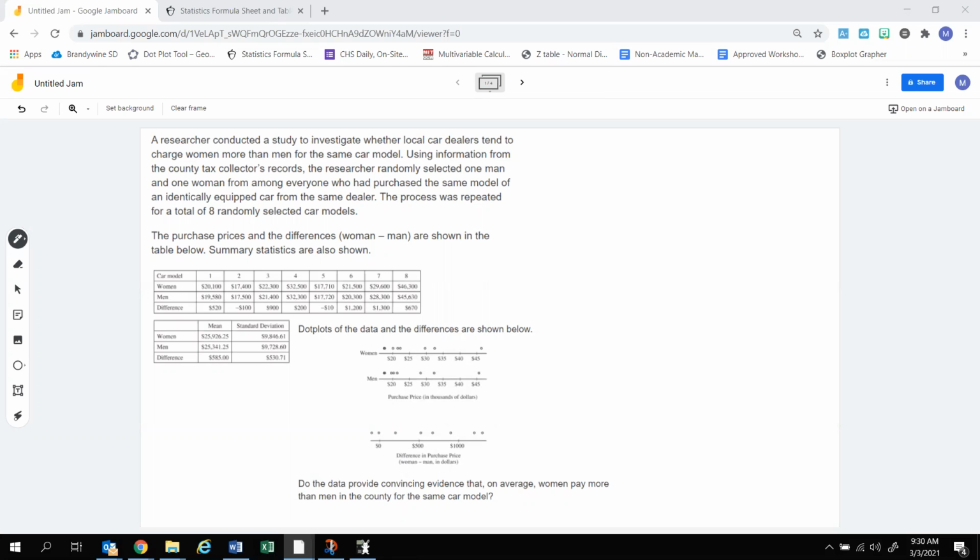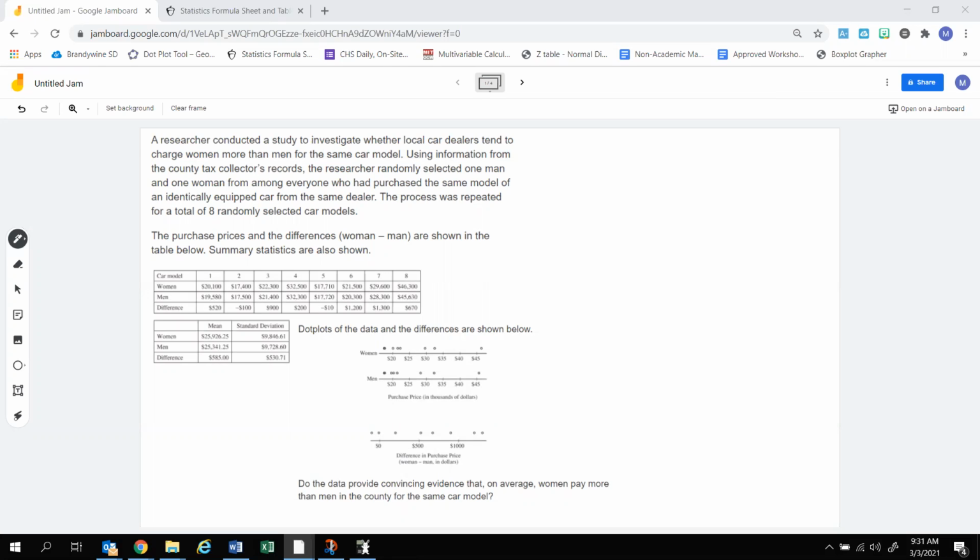Okay, so here's a practice free response question. A researcher conducted a study to investigate whether local car dealers tend to charge women more than men for the same model of car. Using the information from the county's tax collector's records, the researcher randomly selected one man and one woman among everyone who had purchased the same model of an identically equipped car from the same dealer. The process was repeated for a total of 8 randomly selected car models.